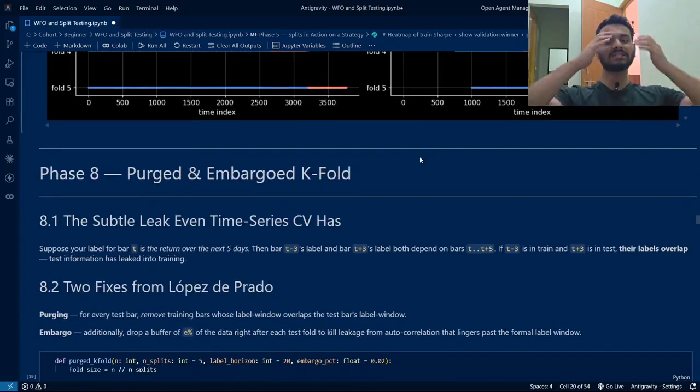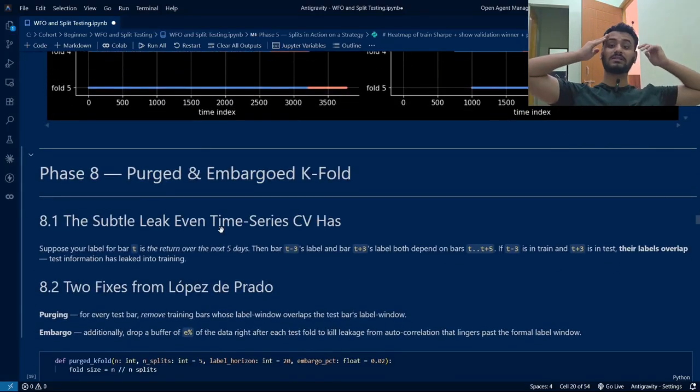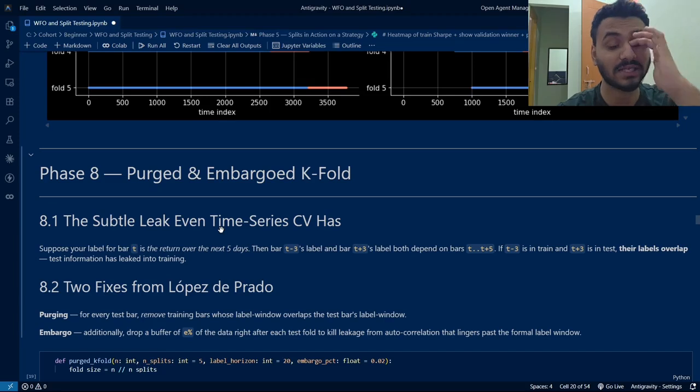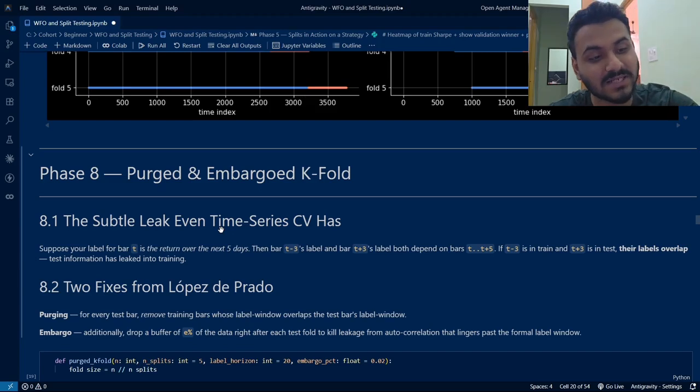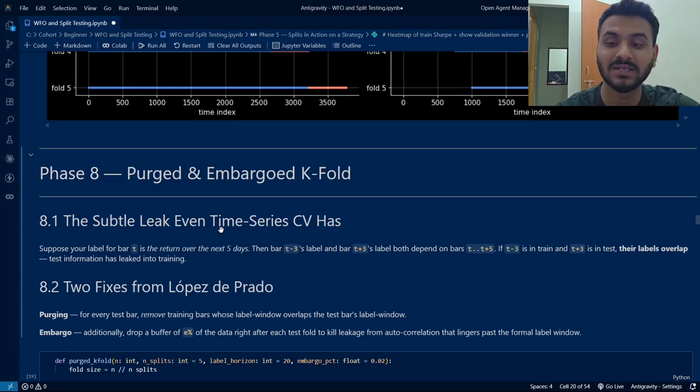Now, purged and embargoed k-fold, the subtle leak even time series has. Suppose your label for bar T is the return over the next 5 days. Then the bar T minus 3 label and the bar T plus 3 label both depend on T to T plus 5. If T minus 3 is in train and T plus 3 is in test, the labels will overlap. Test information has leaked into training.